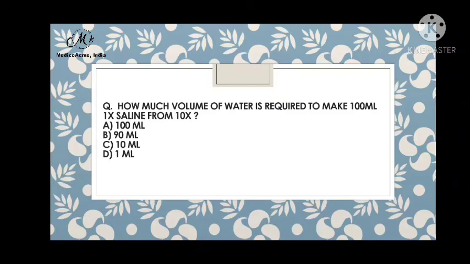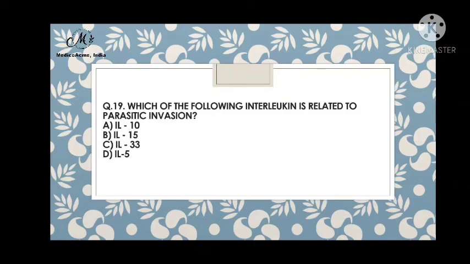saline. So guys, 90 ml is the correct answer. Just solve, you will get it. Just follow the instruction I have given you. Just remember the formula, all the formulas, M1 V1 equal to M2 V2, and molarity, normality, all the equivalent weights for all the ions, you will find it. So very easy. So question number 19, which of the following interleukin is related to parasitic invasion?